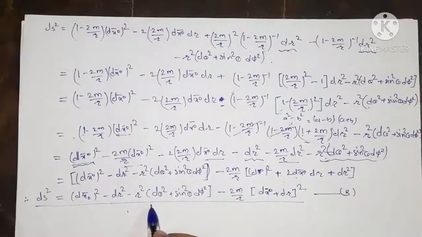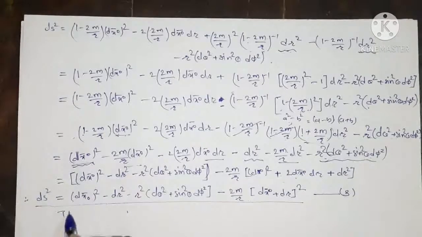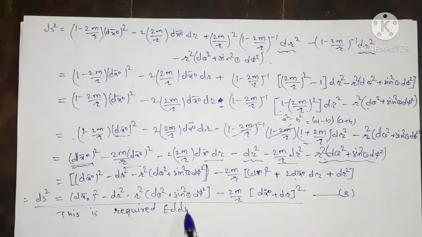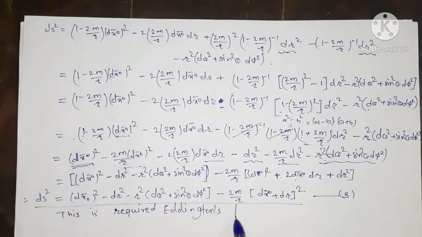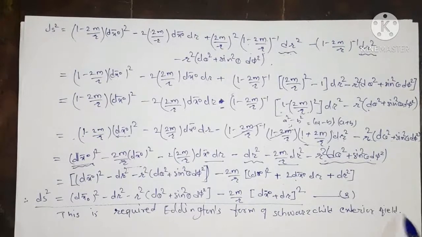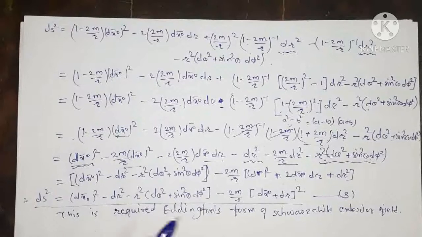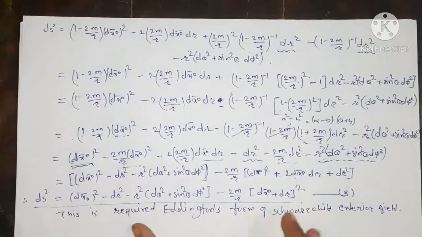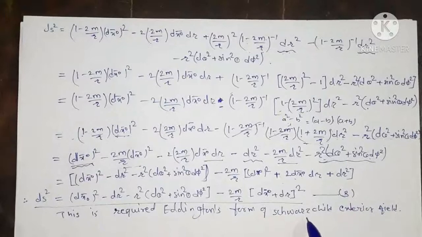This is our required Eddington form of the Schwarzschild exterior field or solution. So this is our Eddington form, which can be obtained by substituting the value of x0 bar, that is, defining the new time variable, and substituting this value we get the required Eddington form.